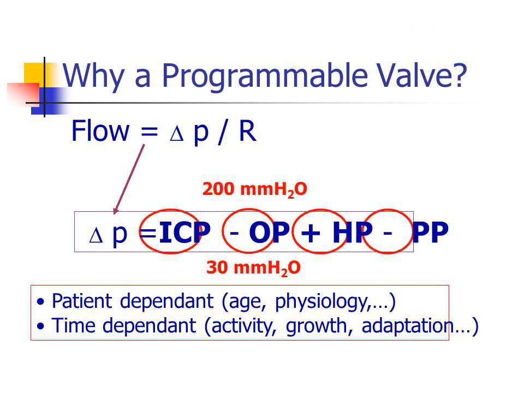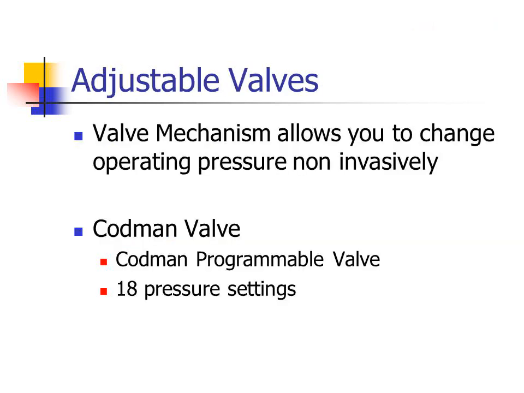Programmable valve. Flow equals P/R. P equals ICP, OP plus HP, PP. 30 mmH2O to 200 mmH2O. Patient dependent: age, physiology. Time dependent: activity, growth, adaptation. Adjustable valves. The valve mechanism allows you to change operating pressure non-invasively. Codman programmable valve.